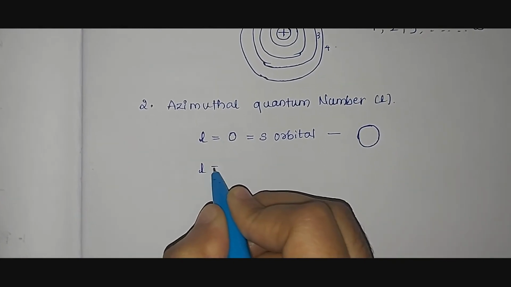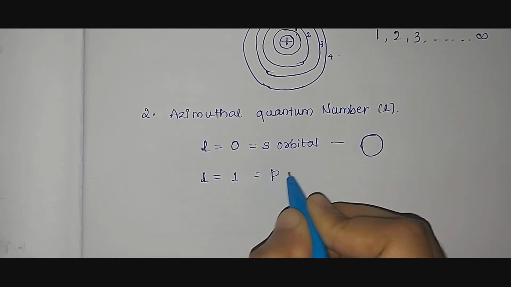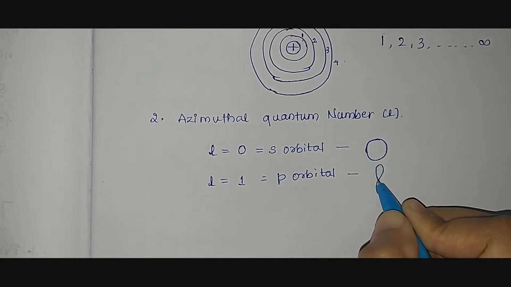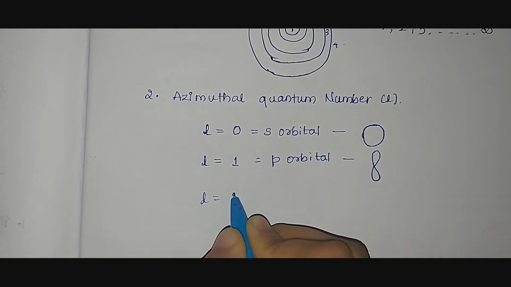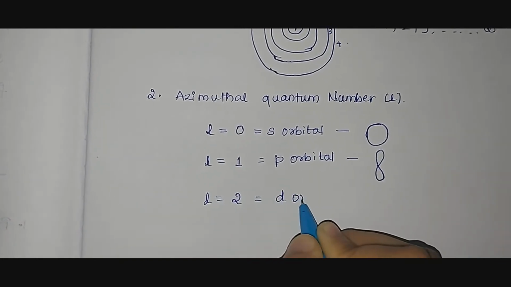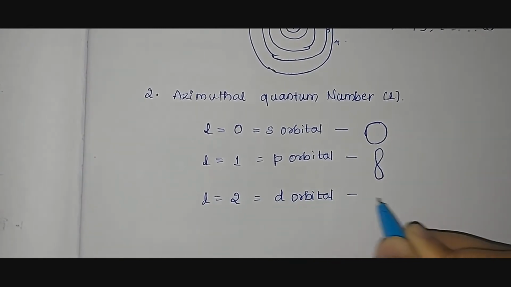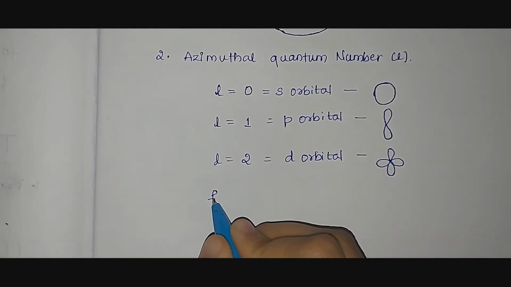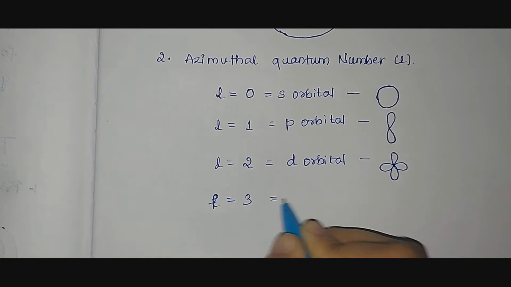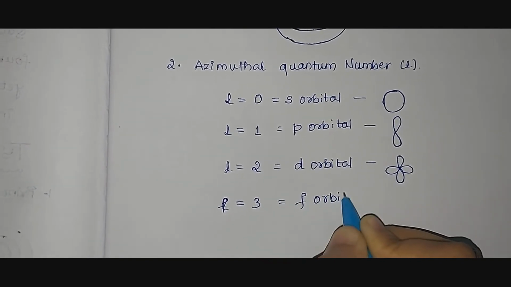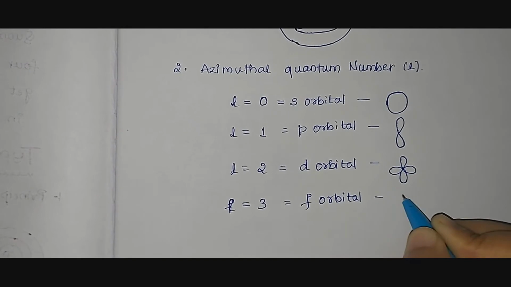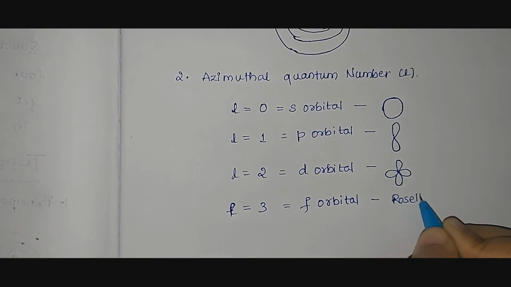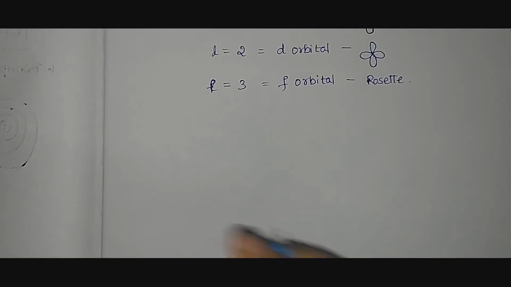If the value of L is equal to 1, we call it a p orbital, and the shape of the p orbital is dumbbell. If the value of L is equal to 2, we call it a d orbital, and the shape of the d orbital is double dumbbell. If the value of L is equal to 3, we call it an f orbital, and the shape of the f orbital is rosette, but since it is complicated, we will not discuss it.